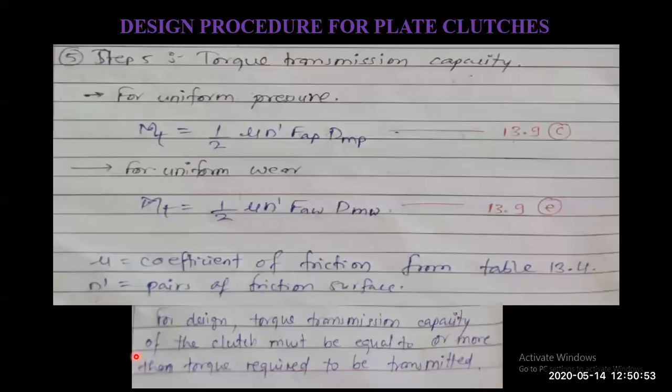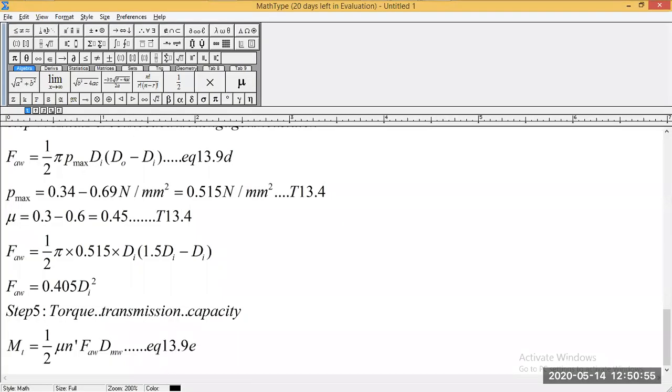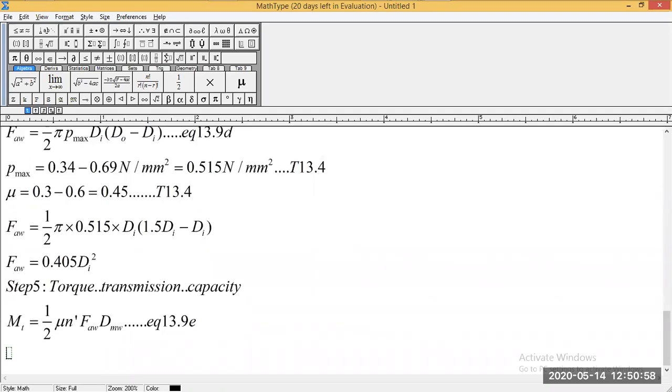Equation 13.9. I think you'll find everything in one single page. Only 2 pages you need to keep for this class.